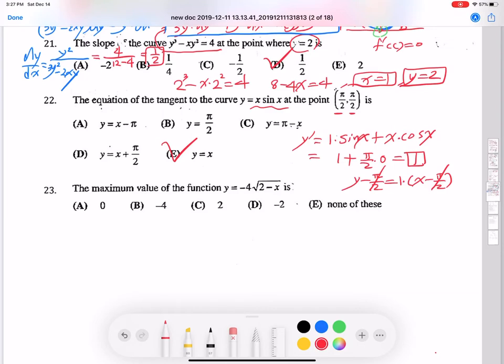Minimum variable function of this. Minimum variable function.